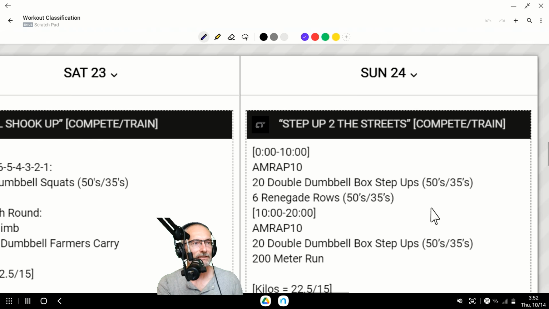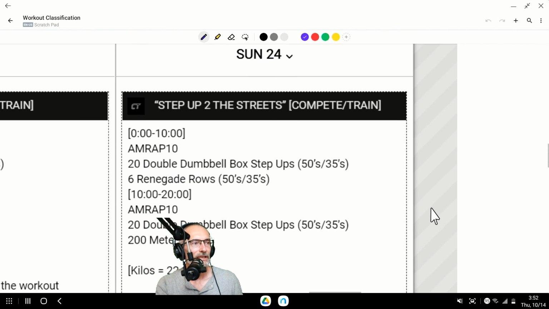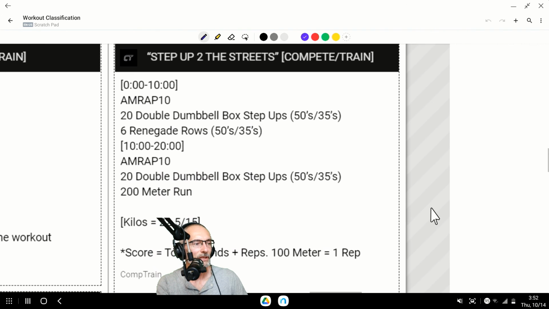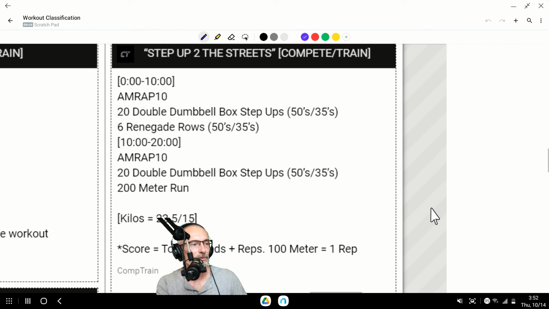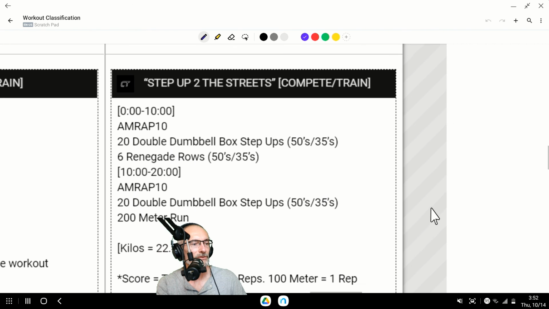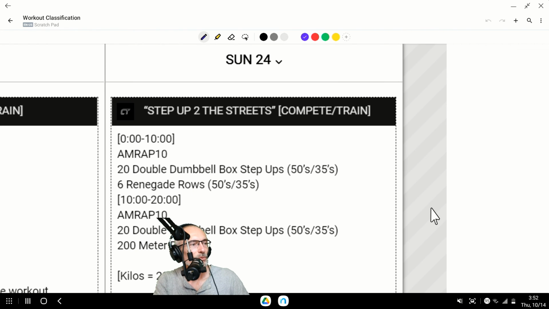And the last workout we're going to review today is Sunday's workout. Sunday's workout looks like a 10-minute AMRAP followed by a 10-minute AMRAP. So 20 total minutes. Our score is going to be the number of rounds plus reps. In the first part, we have 2 movements, a double dumbbell box step up. Those can be incredibly challenging. Try not to go too heavy. It doesn't say what size box that is.